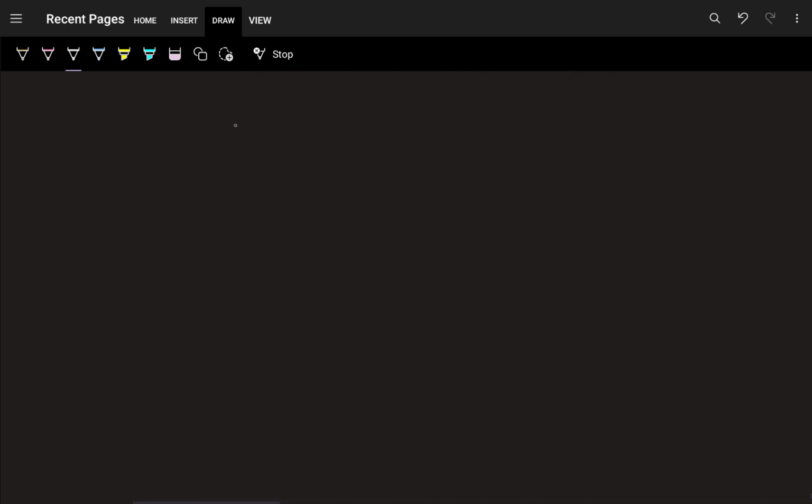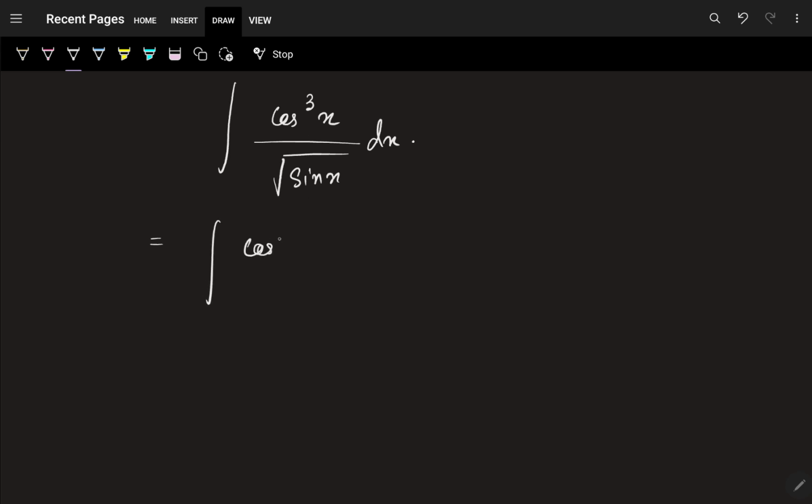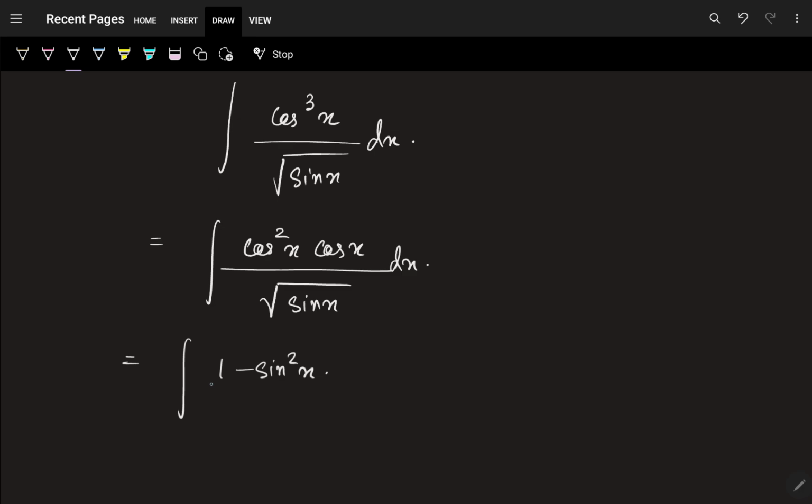Likewise, the next question I have is integration cos cube x upon under root sin x dx. Cos cube x can be written as cos square x into cos x upon under root sin x dx. Cos square x is 1 minus sin square x, and this is cos x, this is under root sin x.